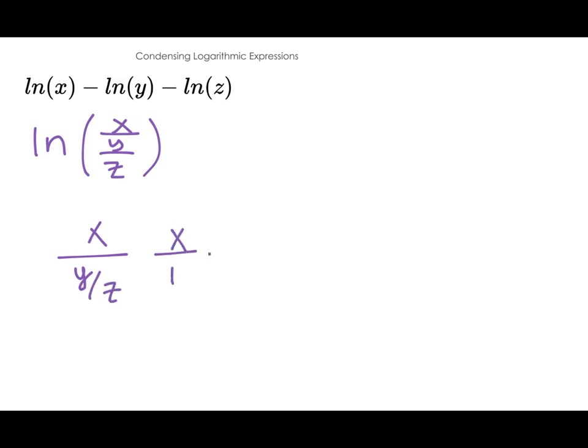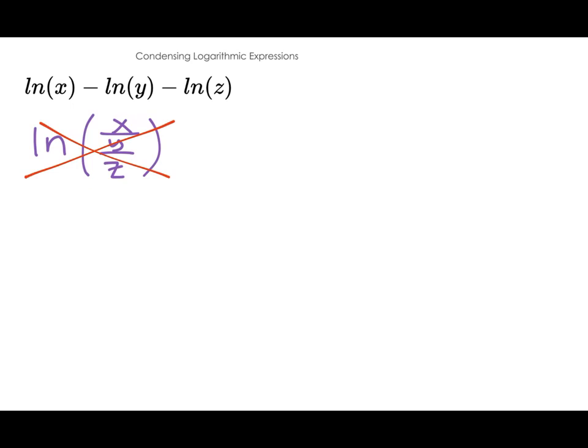We would have to flip and multiply. And it's not pretty. It's not what we want. It's not simplified. So what we have to do to prevent this, because we don't want this, is from the start, we need to factor out a negative.